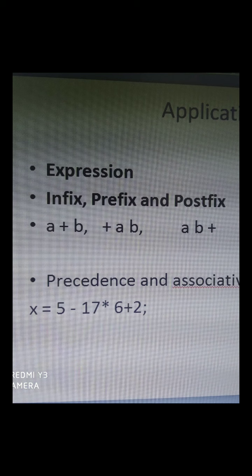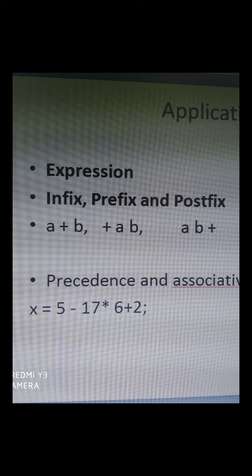Here star, plus and minus are there, so star has the highest precedence, so I will evaluate 17 star 6 first. How much is it? It is 102. So first I evaluate the star expression, and it becomes 102. Now what happens? 5 minus 102 plus 2. Check out minus and plus: these have the same precedence, their priority value is 1. So which one do I need to operate?